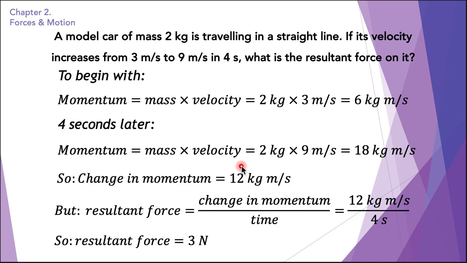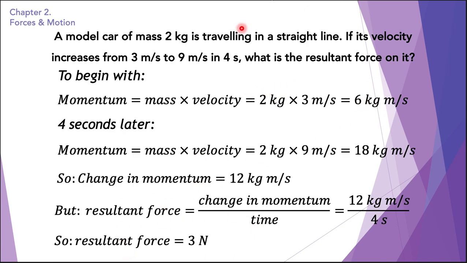This is how we find the change in momentum, and now we use this change in momentum to find the resultant force. So the resultant force is equal to change in momentum divided by time. The time was 4 seconds. So the change in momentum occurred in 4 seconds. So 12 kg meter per second divided by 4 seconds, and we get the resultant force, which is equal to 3 Newton. So this is how we use this equation as well as the momentum equation to find the resultant force of this object. Now it is interesting to solve questions like these.